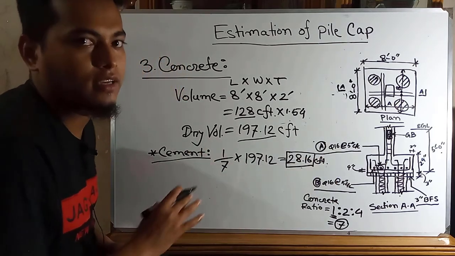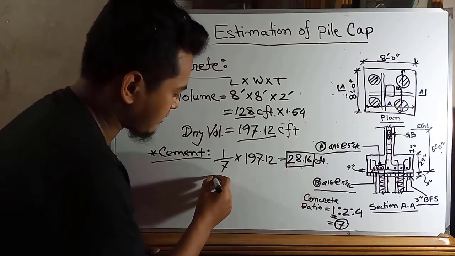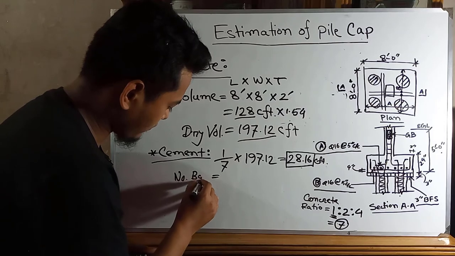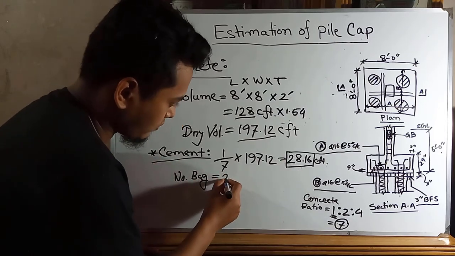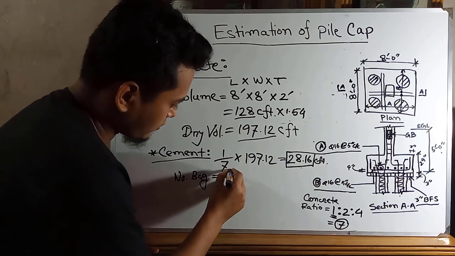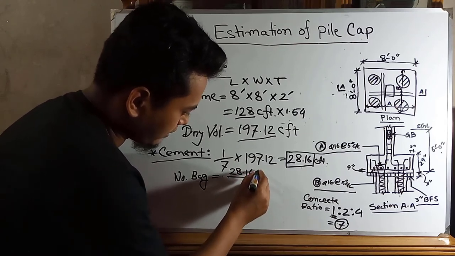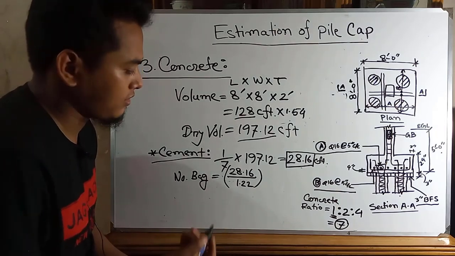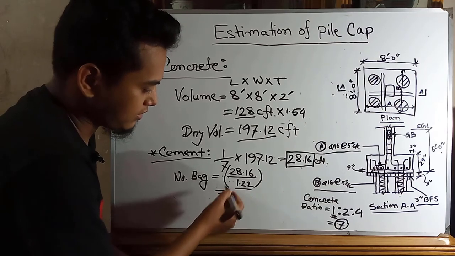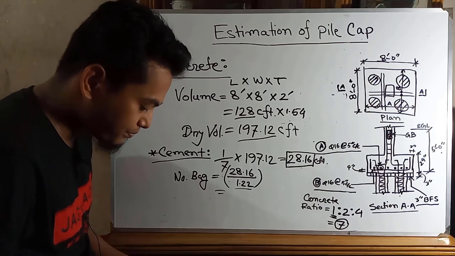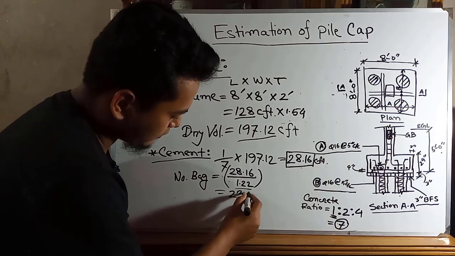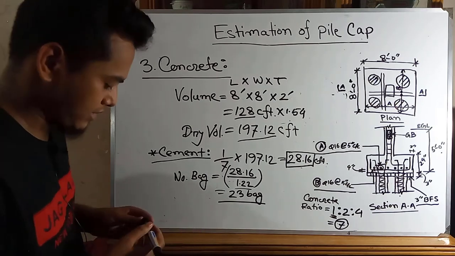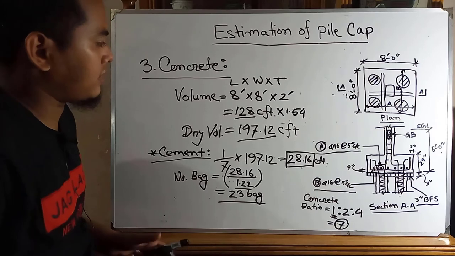Now we convert it to the number of bags. So number of bags equals 28.16 divided by 1.22, because 1.22 CFT equals 1 bag. So we just divide by this number. So 23 bags. So 23 bags are needed for the casting of this pile cap. So just erase this.